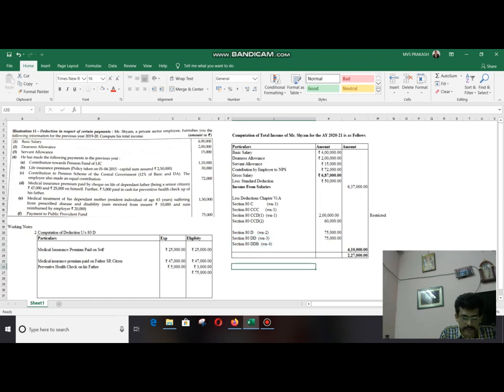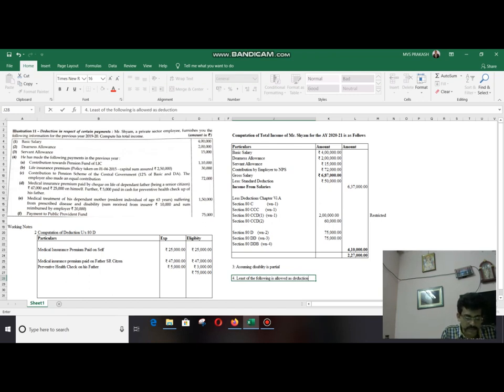Let us explain this as part of your working note number 3, assuming disability is partial. That's your working note number 3. Now finally the last working note, number 4, what is that? Well, the last working note is nothing but treatment for specified disease. Now when you consider 80DDB, what does it say? It says the least of the following is allowed as deduction.